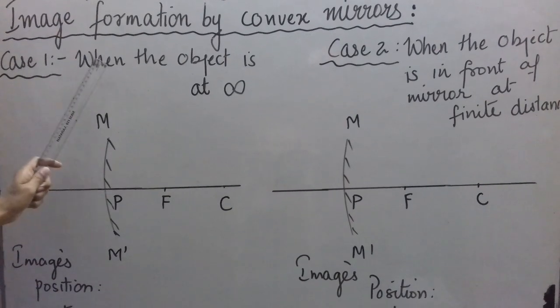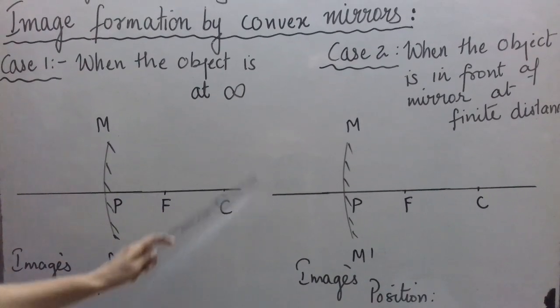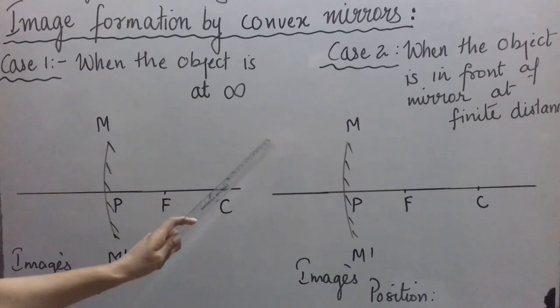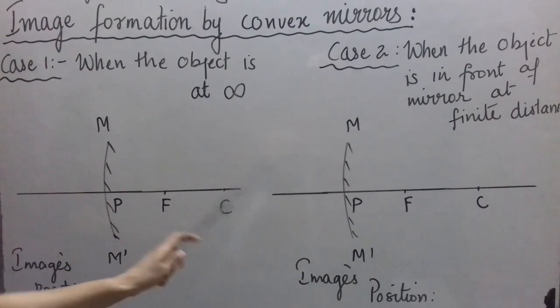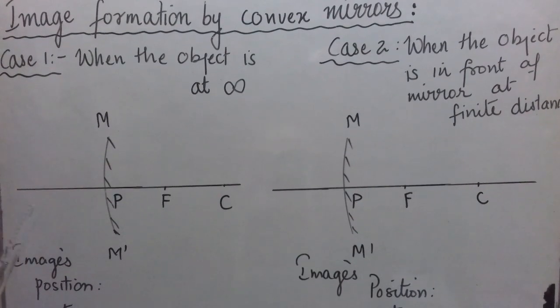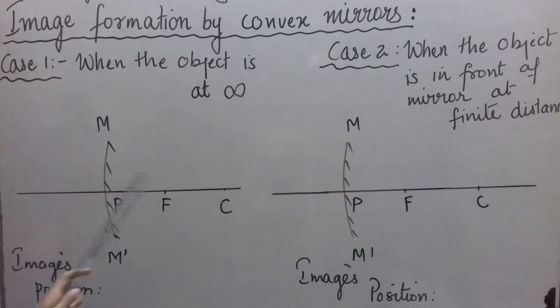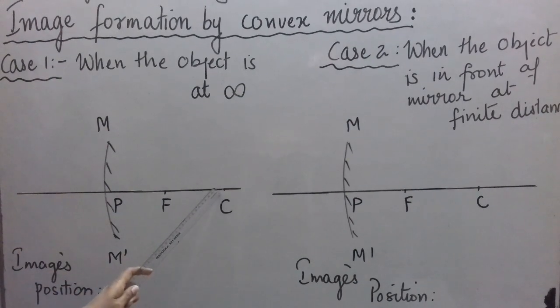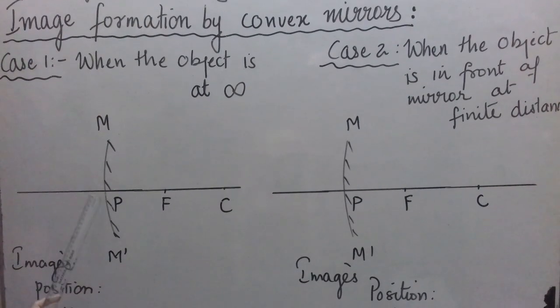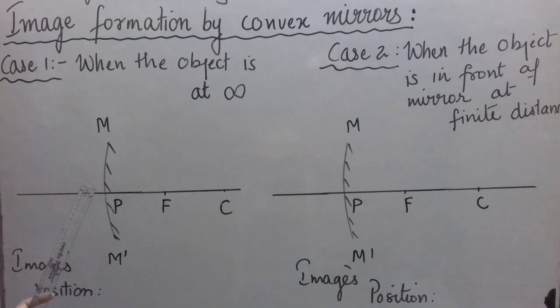Case 1, when the object is at infinity, meaning the object is in front of it but far away from it. And case 2, the object is in front of it but at a finite distance, close to it, not far away at infinity. Here we don't have six cases like we have in a concave mirror, at C, at F, between C and F, because if we place the object at C, between C and F or between F and P, it means we are placing the object behind the mirror. In that case, no image will be formed.